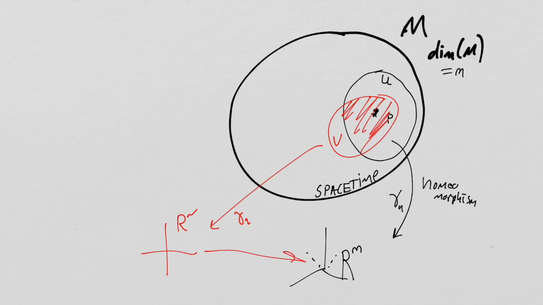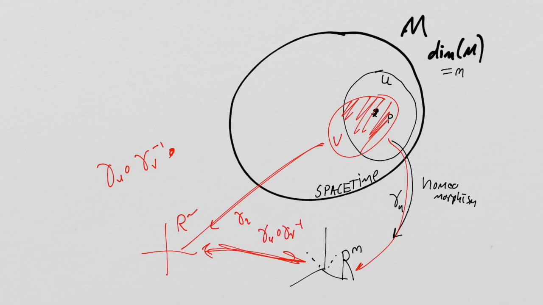And then this mapping from Rn to Rn would be, basically, gamma U after gamma V inverse. That would go here and then here, and that's equivalent to this. So this mapping here is gamma U after gamma V inverse. And all of these are continuous differentiable functions in terms of the coordinates in Rn and Rm.